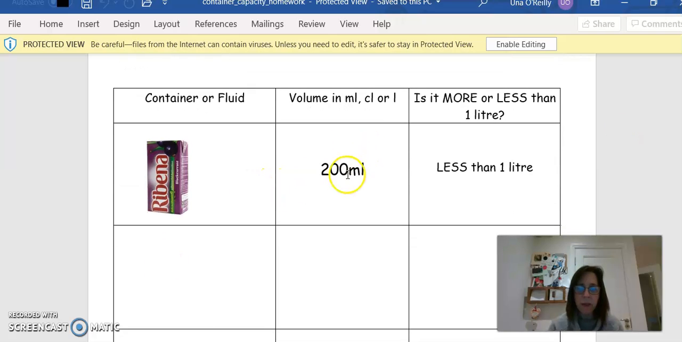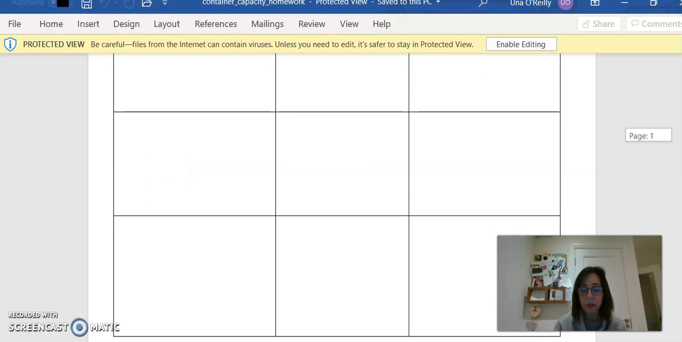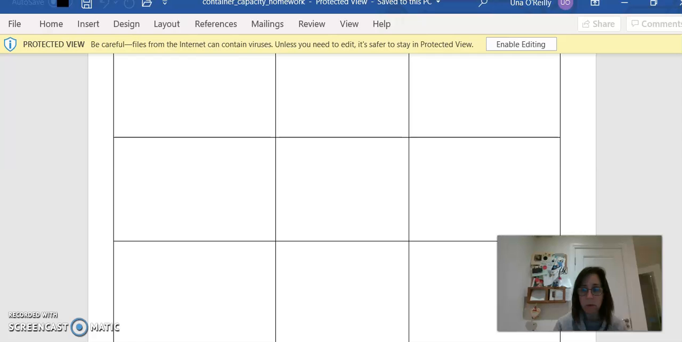Okay, it's telling you it's 200 millilitres. That's less than 1 litre because we know we need 1,000 millilitres in 1 litre. So 200 millilitres is less than 1 litre. So have a look around the kitchen and see what else you can find and see, can you say, is it more or less than 1 litre? Okay, so it just gives you some space to do that in the rest of the worksheet.